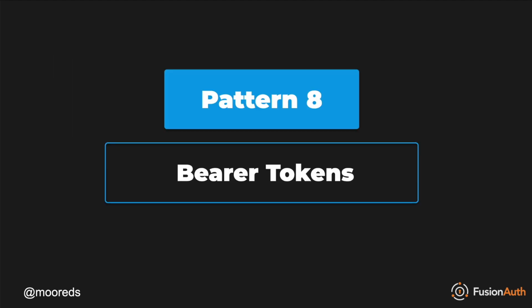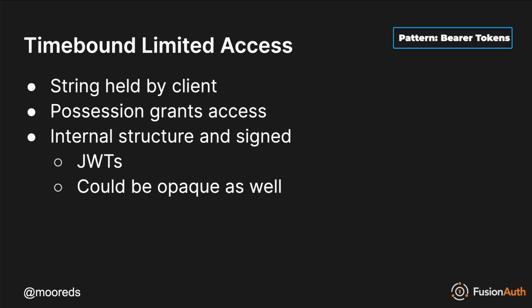The next pattern is what I call bearer tokens. This is basically time-bound, limited access. It is an arbitrary string held by a client. If you hold it, that gets you access to some resource. This is pretty well defined in RFC 6750, which is part of the OAuth 2 core specifications. It depends on the actual implementation, but very often they're JSON Web Tokens, which means they have internal structure and are signed. A bearer token could be opaque as well, and Facebook's bearer tokens, for example, are.